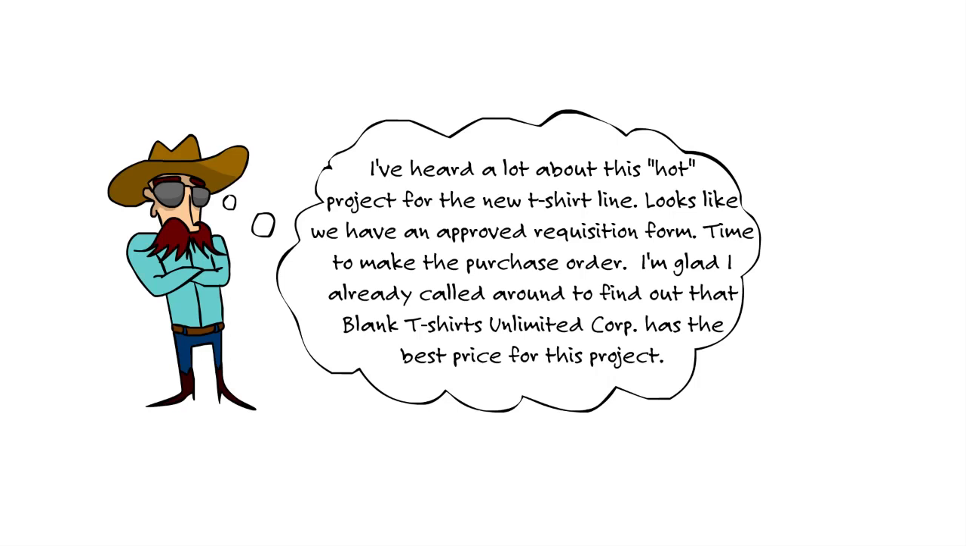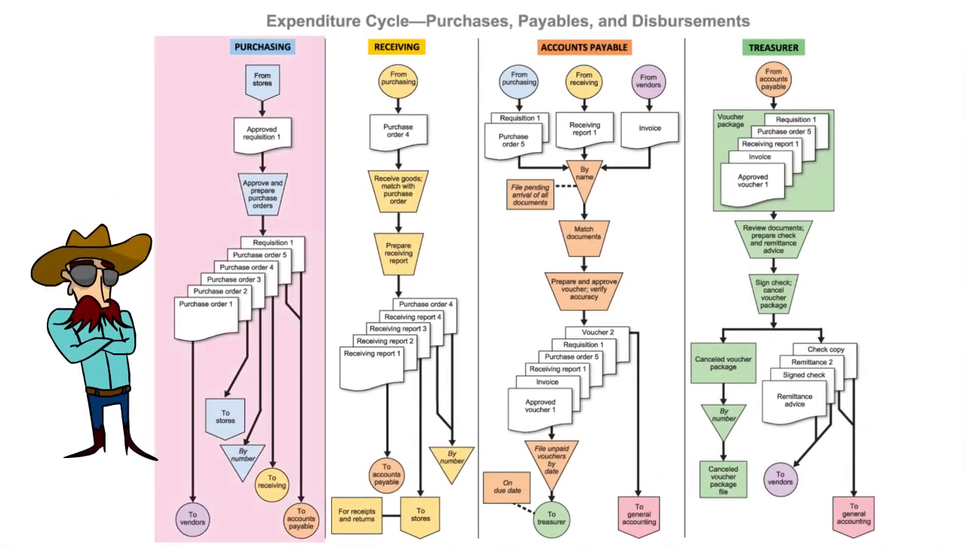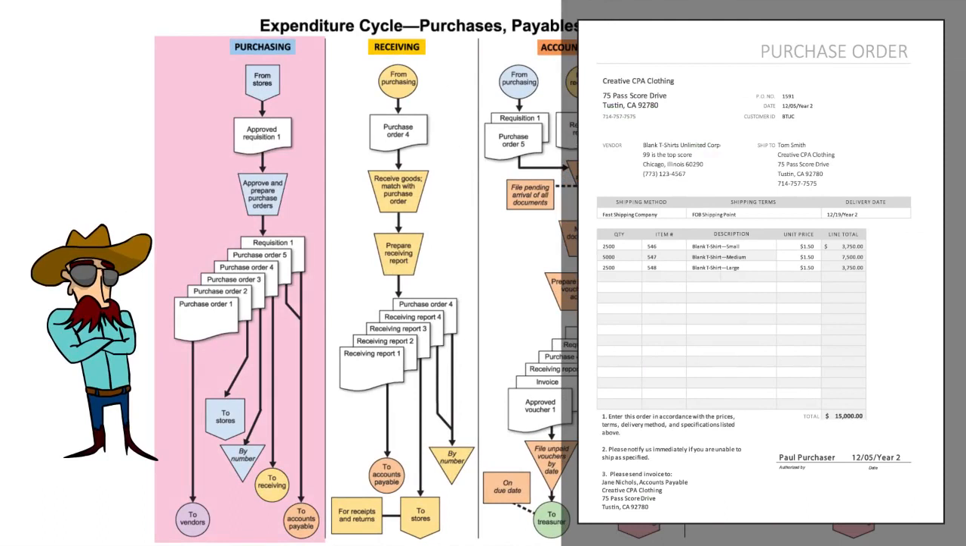I'm glad I already called around to find out that Blank T-Shirts Unlimited Corp has the best price for this project. At this point, Paul would complete the purchase order. Paul will make 5 copies of the purchase order you see here. Note that 1 will go to the vendor, 1 to the store, 1 to the receiving department, 1 to the files, and 1 to accounts payable.